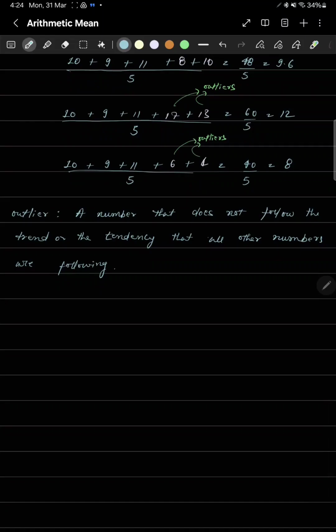Now, let's understand some properties of arithmetic mean. What happens if we multiply or divide every number by a constant?